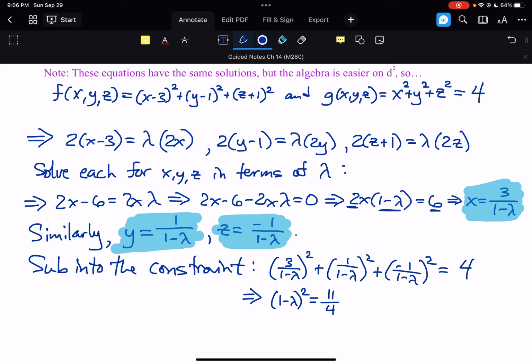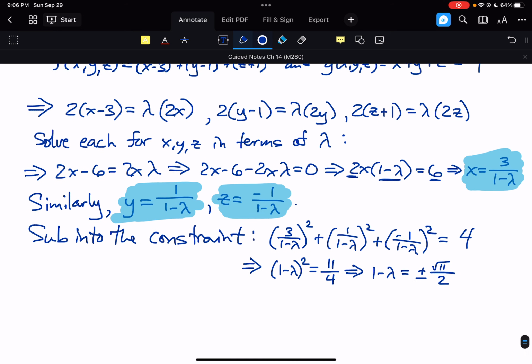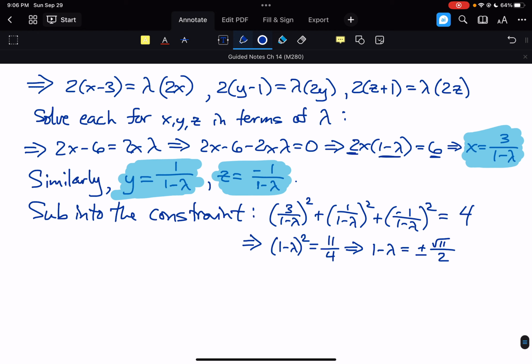Take the square root of both sides. We get 1 minus lambda equals plus or minus rad 11 over 2. Okay, I took the square root of the 4 already. So move the stuff around a little bit to isolate lambda. So we get lambda equals 1 plus or minus rad 11 over 2. So this is our value for lambda.